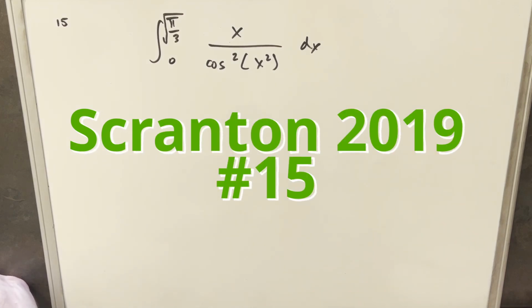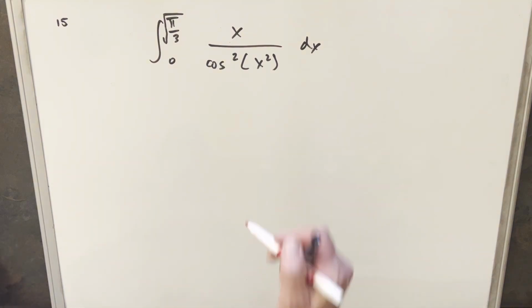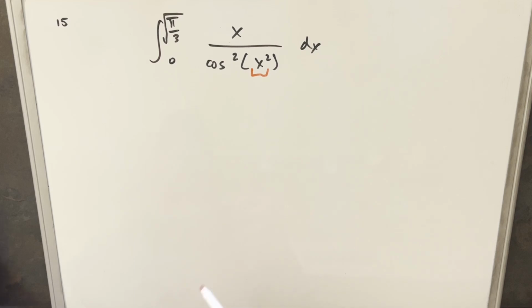Hey, we have here today an integral from the University of Scranton Integration Bee 2019, problem 15. We have the integral from 0 to the square root of pi over 3, x over cosine squared of x squared dx. Okay, the first thing I notice is x squared inside of a cosine is definitely a problem, but we can address that pretty easily.